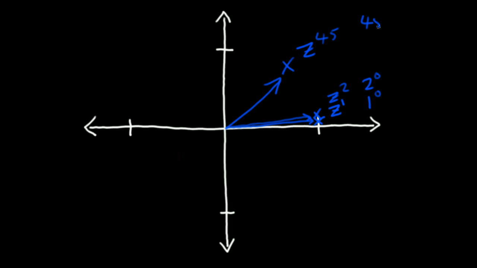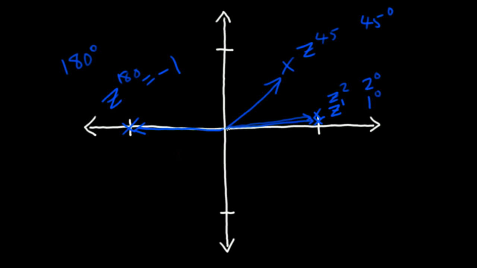It's 45 degrees around the circle. Now where would z to the 180th power be? It would be a half turn around the circle to this point right here. Z to the 180th power is 180 degrees around the circle, and of course z to the 180th is equal to minus 1. Now what's z to the 360th?